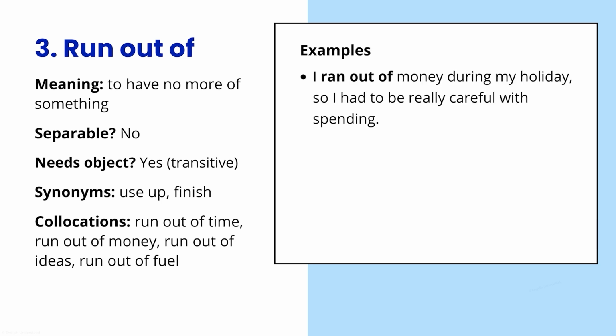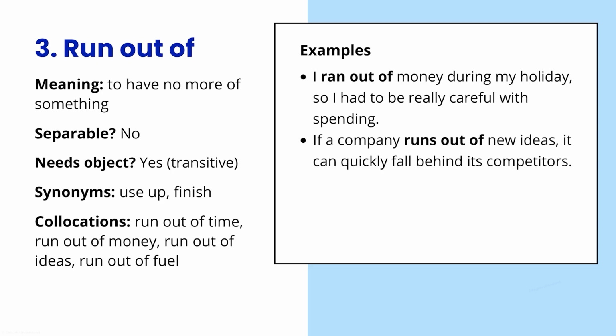So here's the first example. I ran out of money during my holiday, so I had to be really careful with spending. You can see here that this phrasal verb is not separable. So we've got the ran, the out, and the of together. They are next to each other.